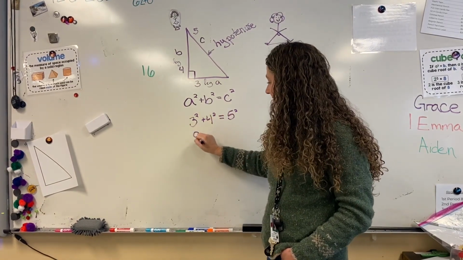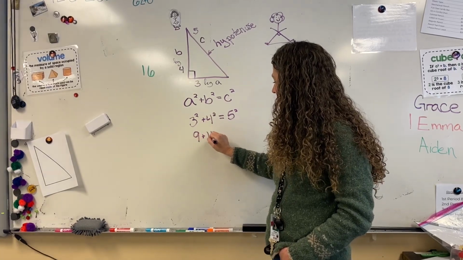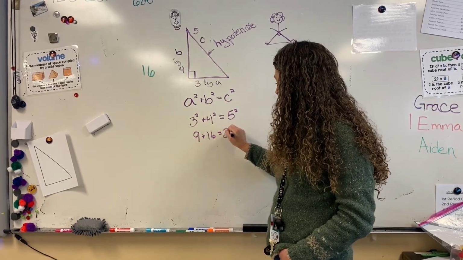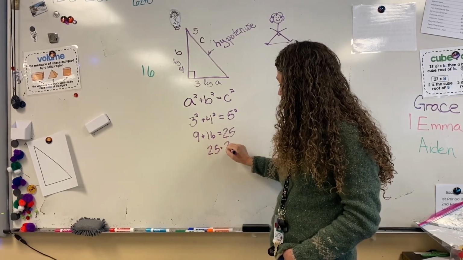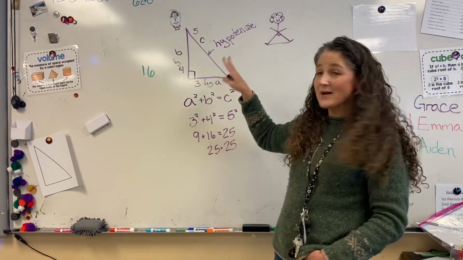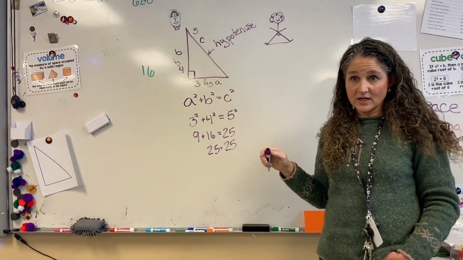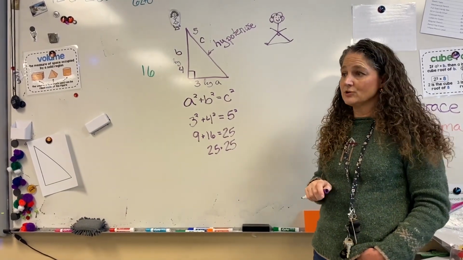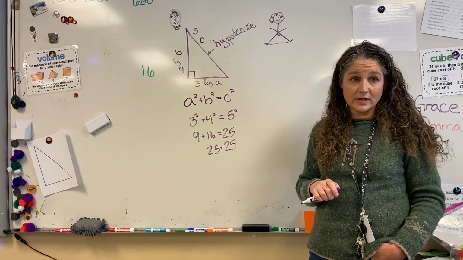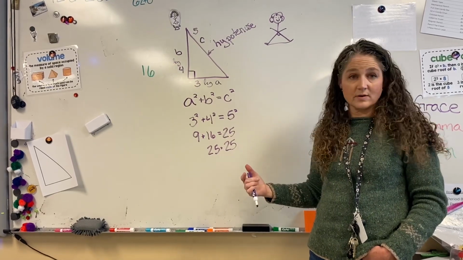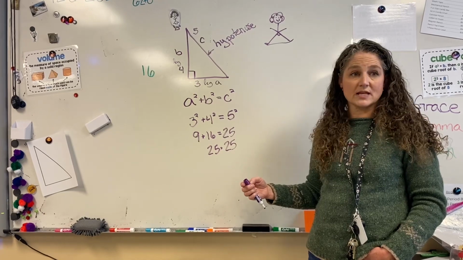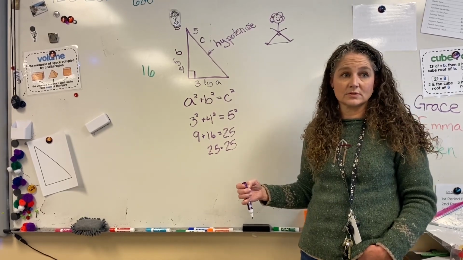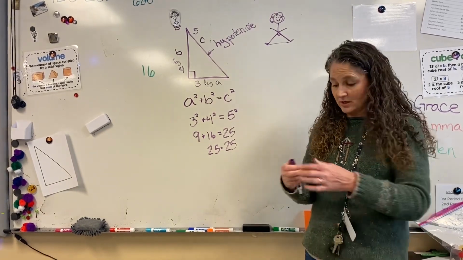9 plus 16 equals 25, which it does. 25 equals 25. Now that right triangle is a very special kind of right triangle in that all the numbers are pretty. Usually all the numbers are not going to be pretty. What did we discover about square roots yesterday? Are square roots always just nice, pretty, tidy, beautiful numbers? No, they're often irrational numbers, okay?